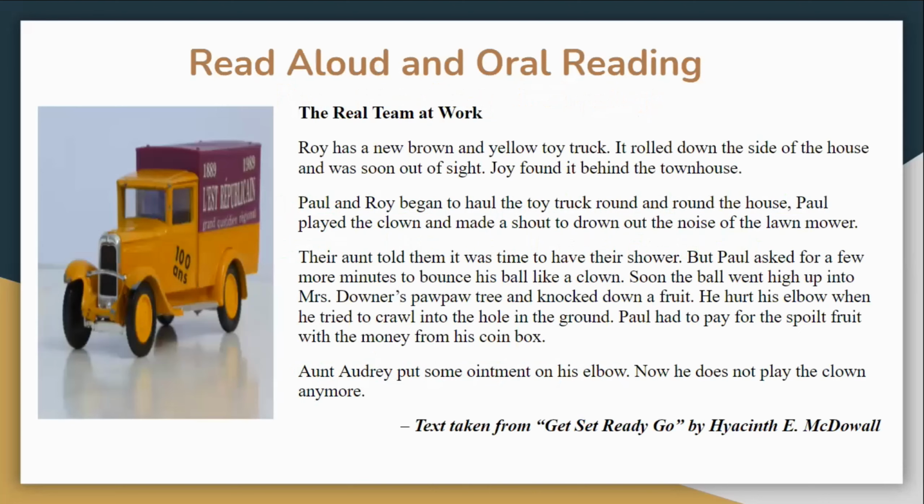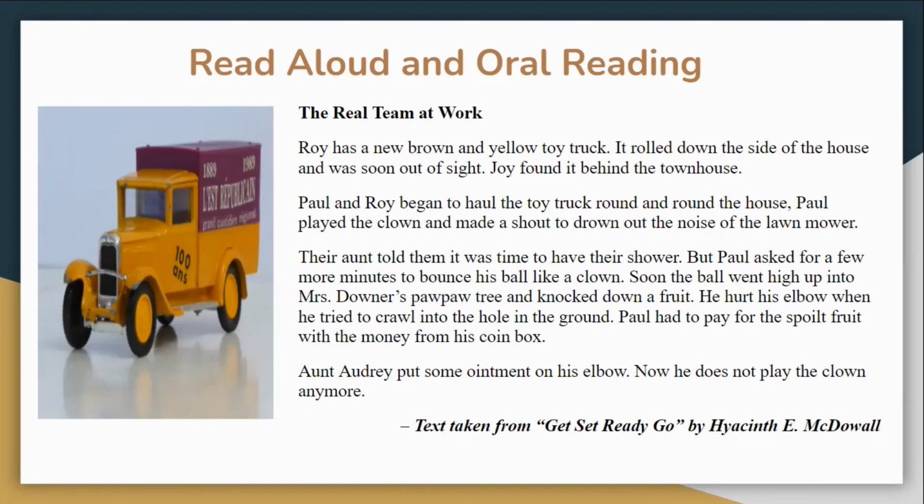Read aloud and oral reading. The real team at work. Roy has a new brown and yellow toy truck. It rolled down the side of the house and was soon out of sight. Joy found it behind the townhouse. Paul and Roy began to haul the toy truck round and round the house. Paul played the clown and made a shout to drown out the noise of the lawnmower.